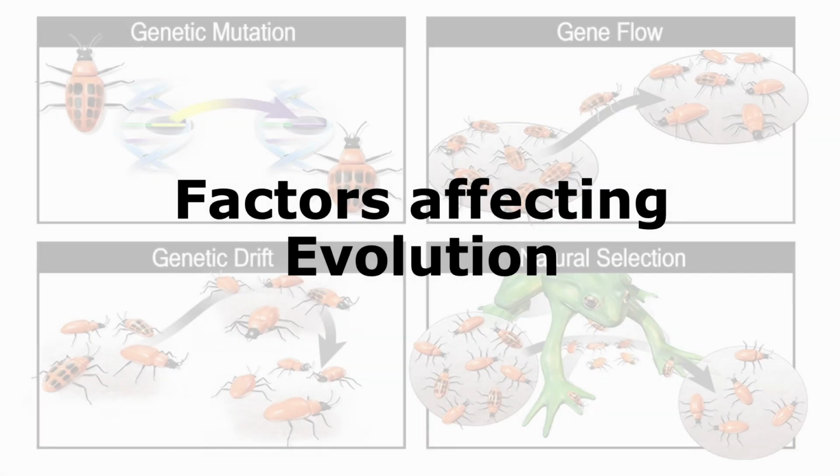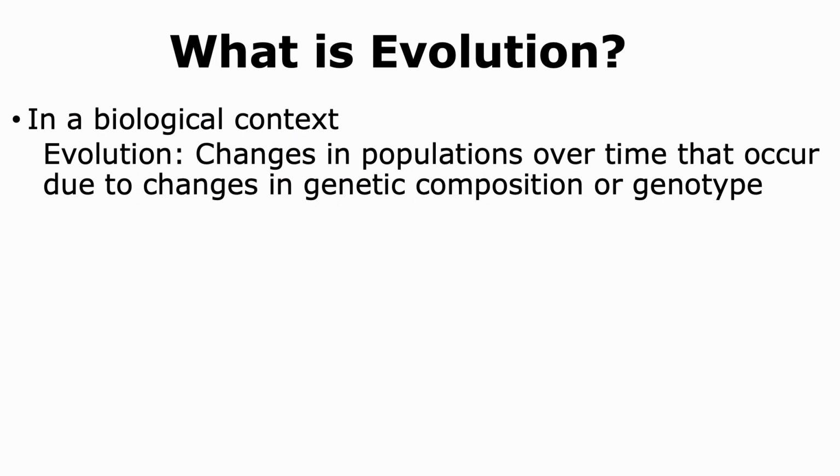In this talk, we're going to look at the different factors that affect the evolution of living organisms. Let us first learn what is meant by the term evolution in a biological context. Evolution refers to the changes that occur in organisms in a population over time. And these changes occur due to changes in the genetic composition or the genotype of the organisms in a population.